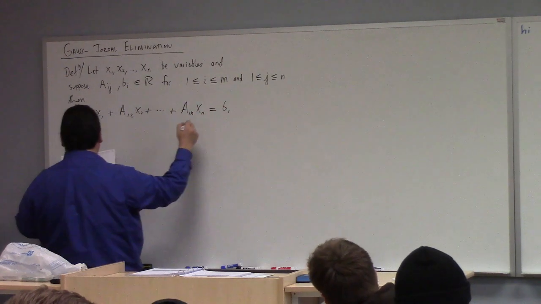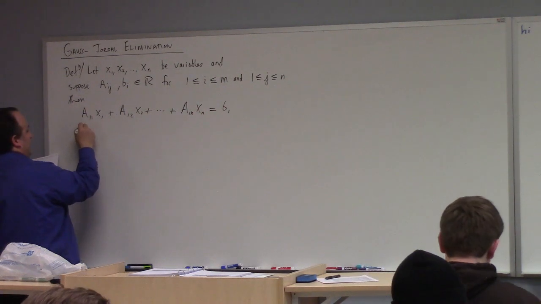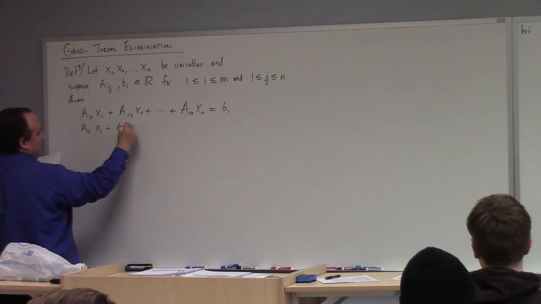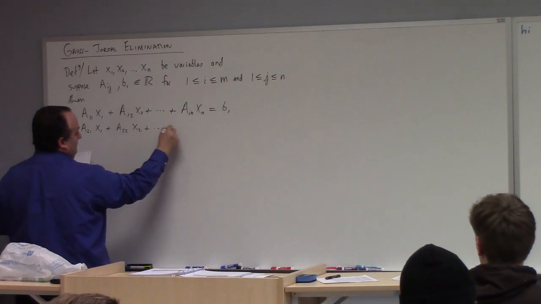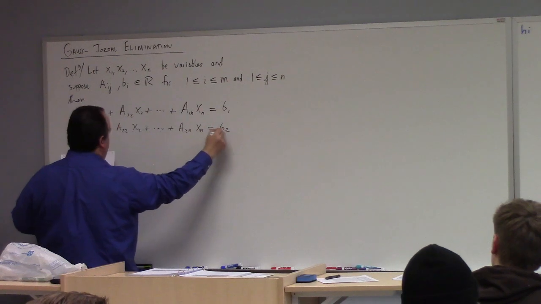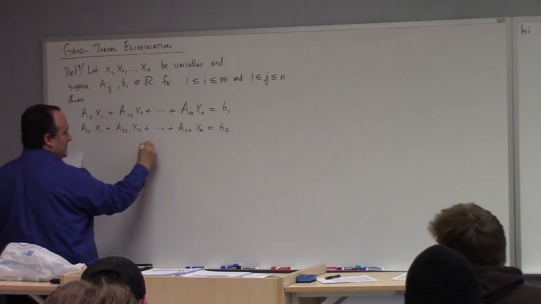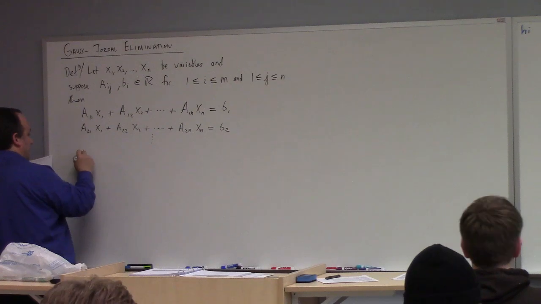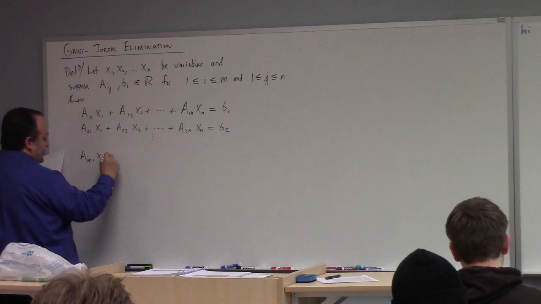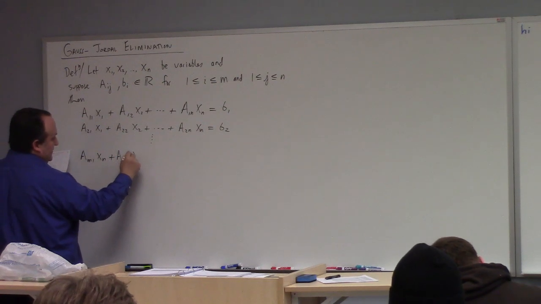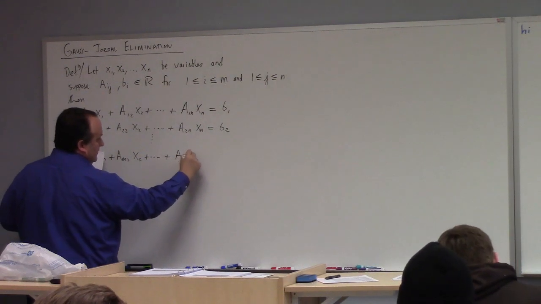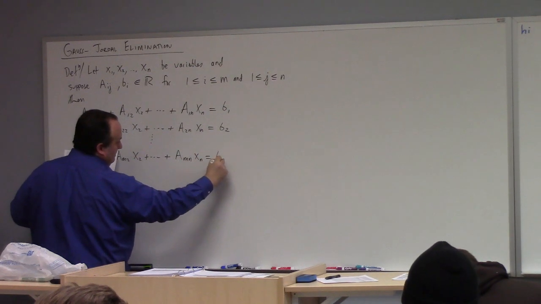That's my first equation. And then my second equation, a21 x1 plus a22 x2 plus dot dot dot plus a2n xn equals b2. There's my second equation. And this goes on. We have m total equations, m as in mommy, n here as in nanu nanu. So am1 x1 plus am2 x2 plus dot dot dot plus amn xn equals bm.